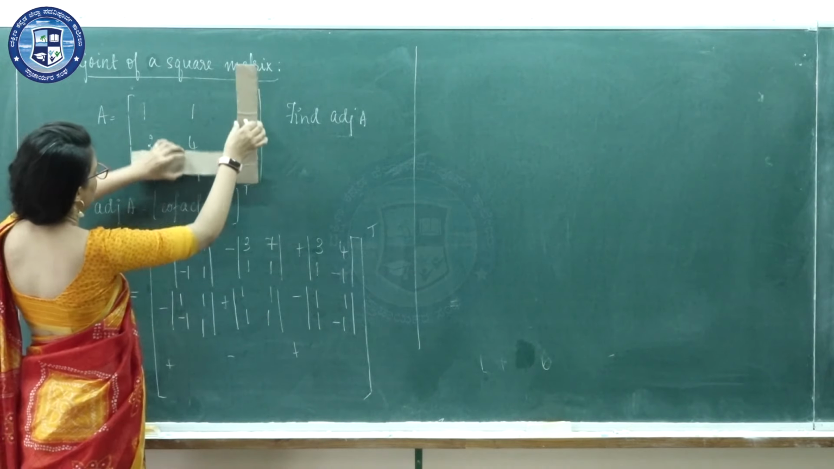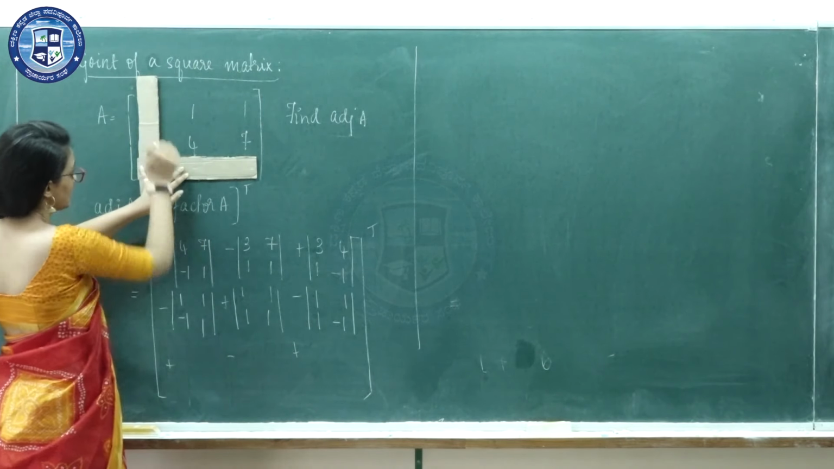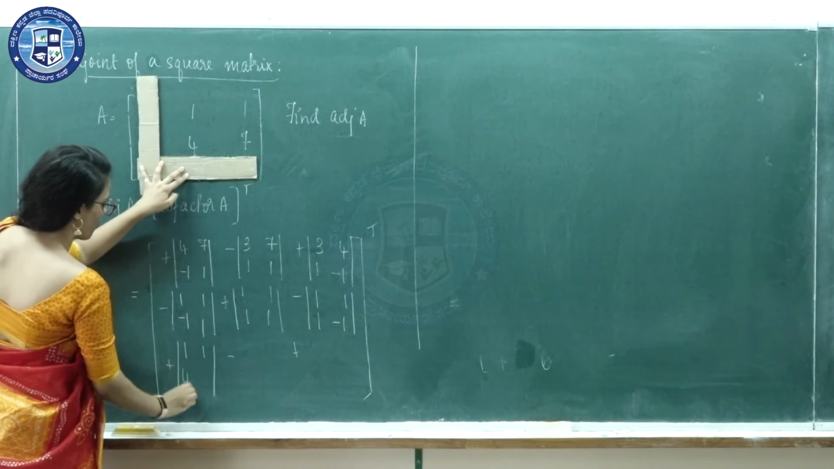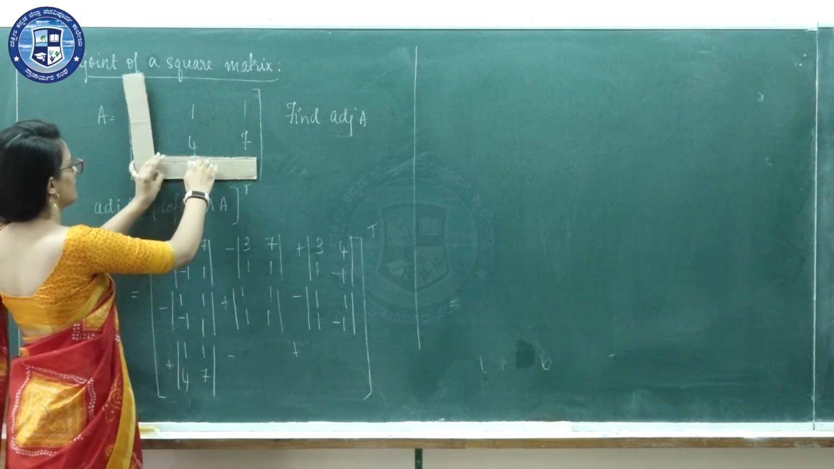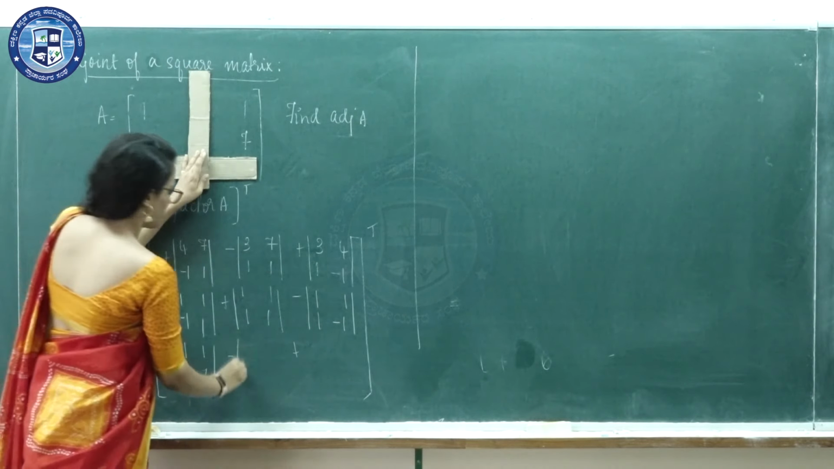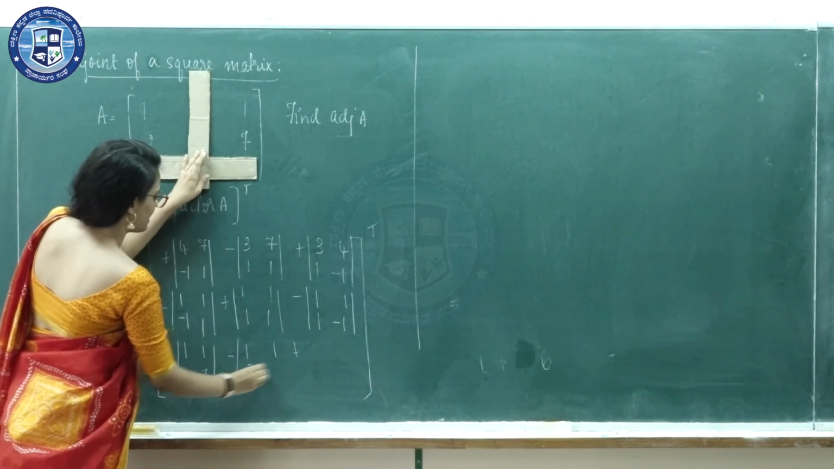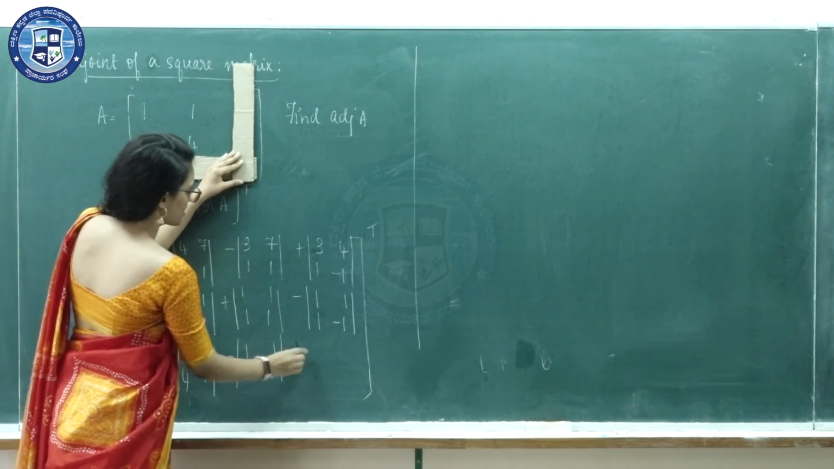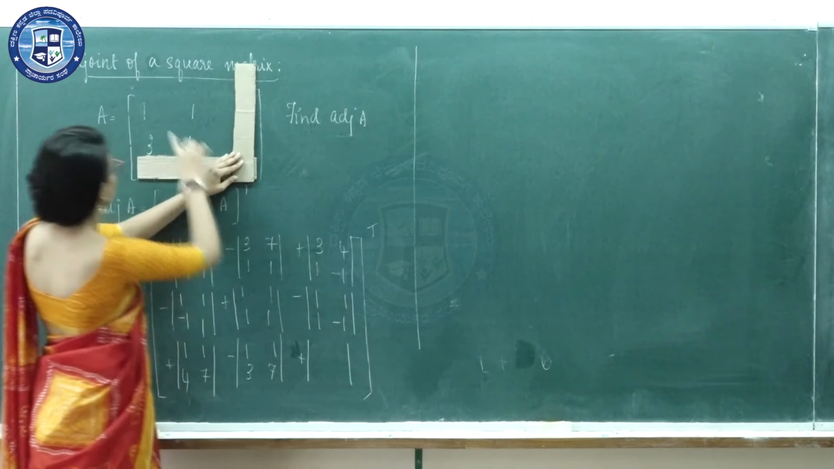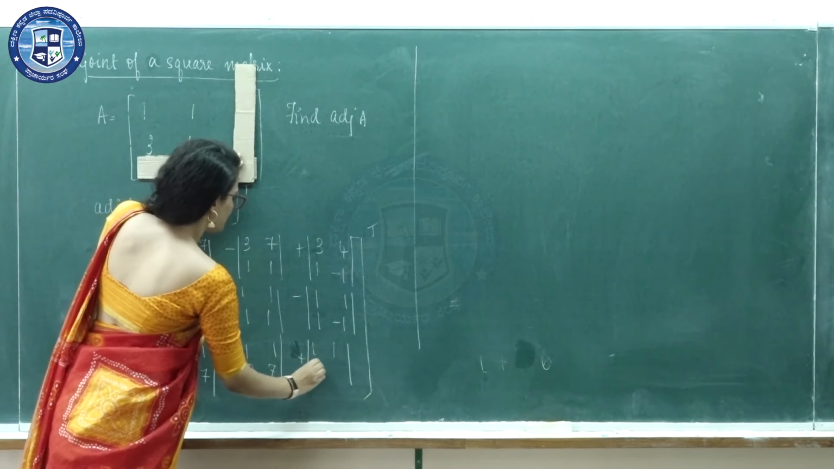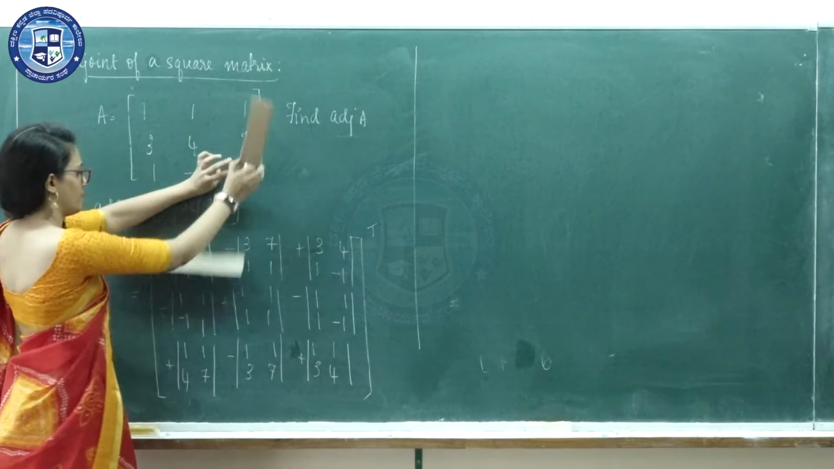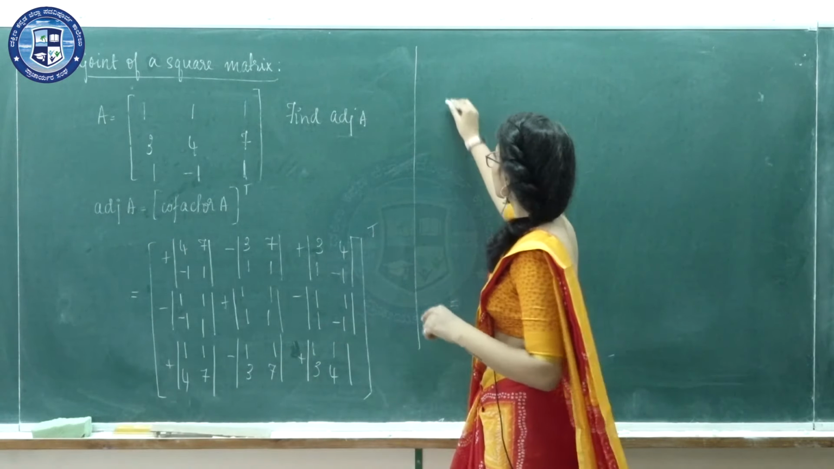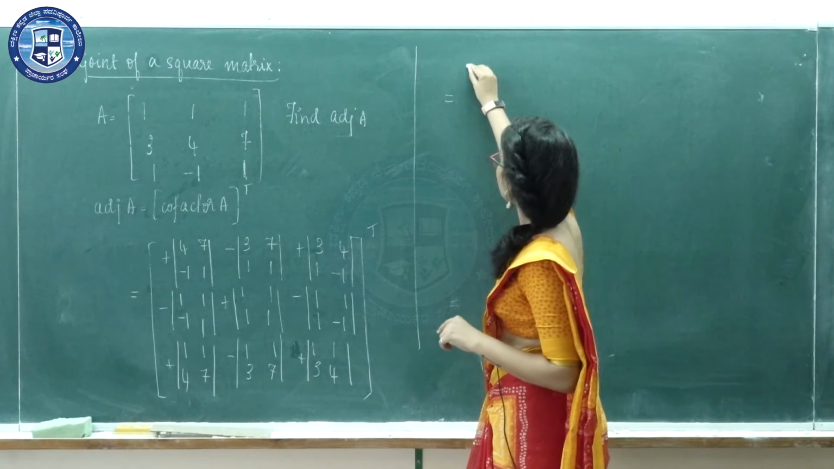So for the last row we delete this, we get 1, 1, 4, 7. Next term 1, 1, 3, 7. Next term, this is plus 1, 1, 3 and 4. Okay. So now let us calculate the values of these determinants.